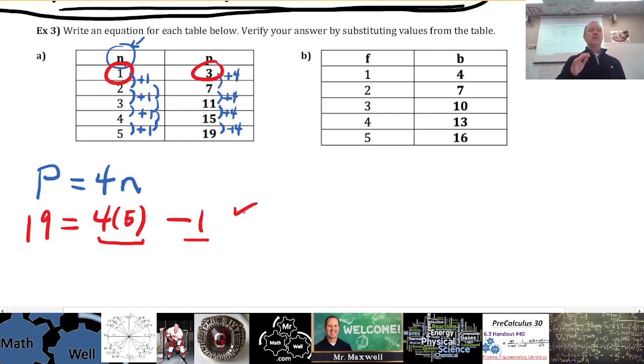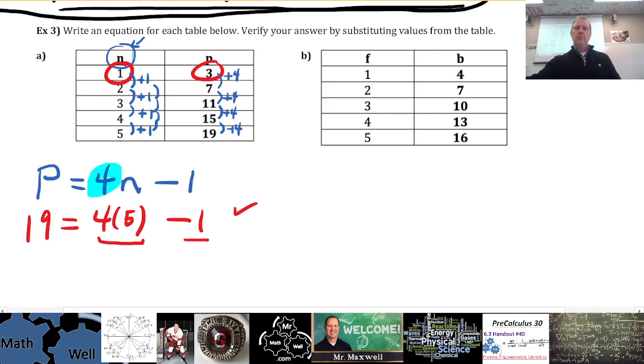Okay, so it seems like the points that we're checking work, and that should work for every point that's listed there. It should work for every point. So what that means is the equation is 4n minus 1. So p equals 4n minus 1. All right. Anybody have any questions about how we built this equation?